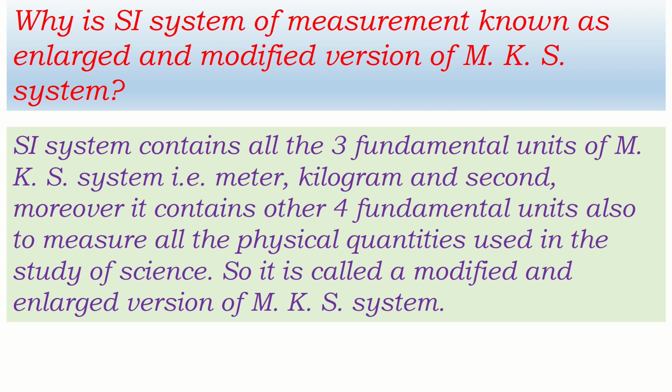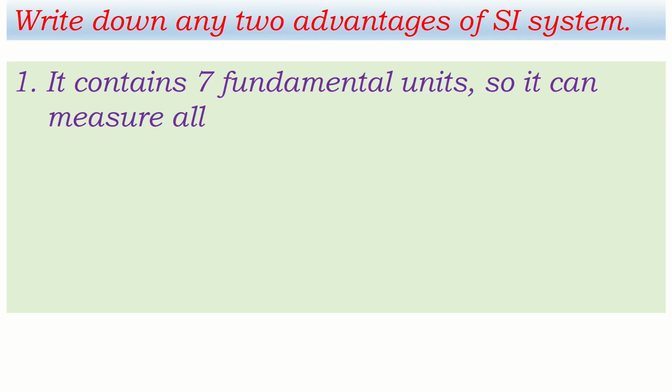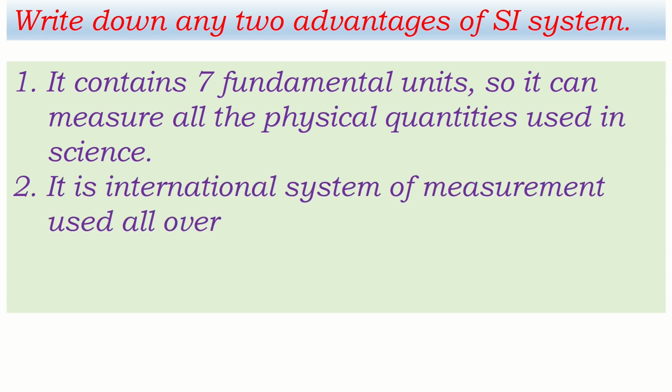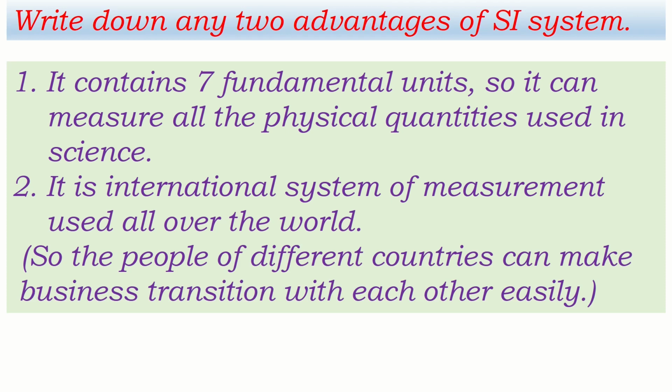Let's go forward. If you are told to write advantages of the SI system, we can say 2 advantages. It contains 7 fundamental units, so it can measure all the physical quantities used in science, because previously it was just 3 only in a different system. And second, it is an international system of measurement which is used all over the world, and because of this, people of different countries can make business transactions with each other and can express physical quantities to each other. Okay, now let's go forward.